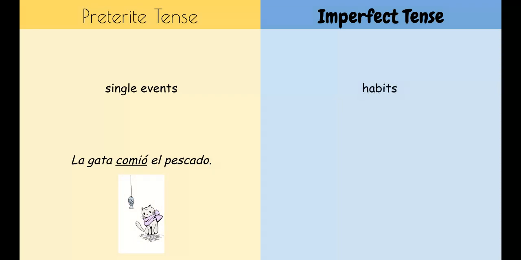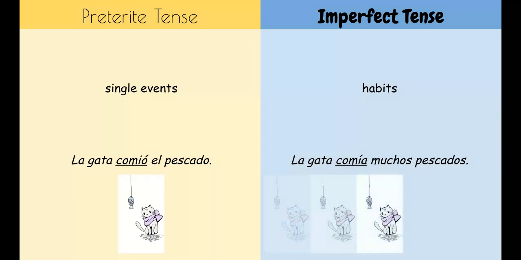Versus using the imperfect tense, you will talk about habits. And if we take that same sentence and say, la gata comía muchos pescados, you would be saying the cat used to eat a lot of fish. So we're not talking about a specific instance of a cat eating fish, just that it was a habit or something that the cat did over and over again.